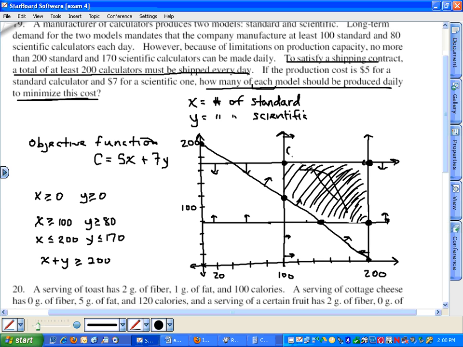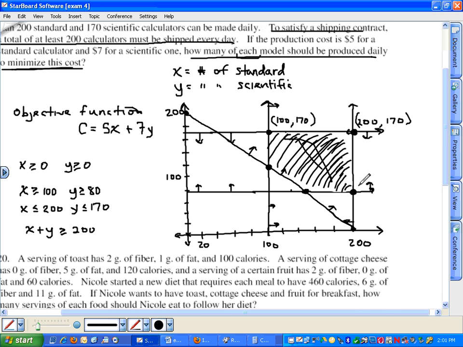This location here is 100, 170. This vertex here is 200, 170. This vertex here is 200, 80. Now we need to know the location of these two vertices.